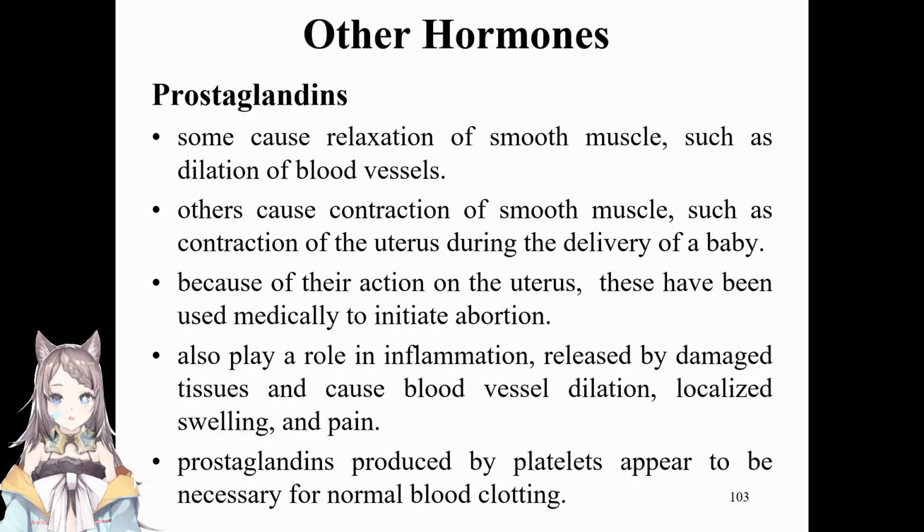Other hormones are your prostaglandins. Some cause relaxation of the smooth muscle, such as dilation of blood vessels. Others cause contraction of the smooth muscles, such as contraction of the uterus during the delivery of a baby. Because of their action on the uterus, they have been used medically to initiate abortion. They also play a role in inflammation, released by damaged tissues and causing blood vessel dilation, localized swelling, and pain. Prostaglandins produced by platelets appear to be necessary for normal blood clotting.